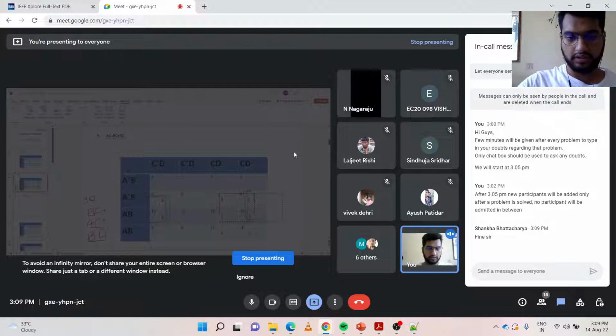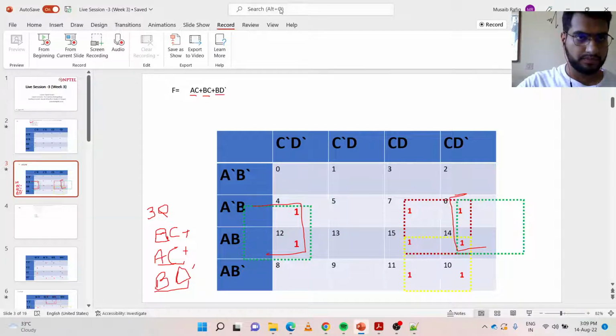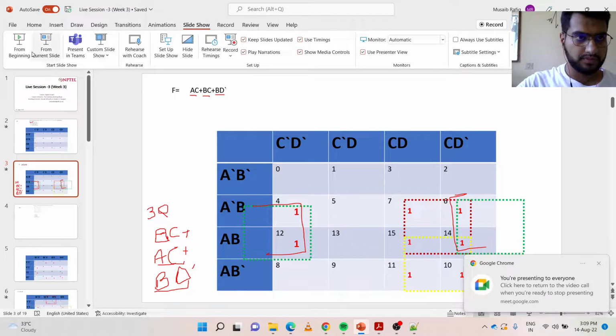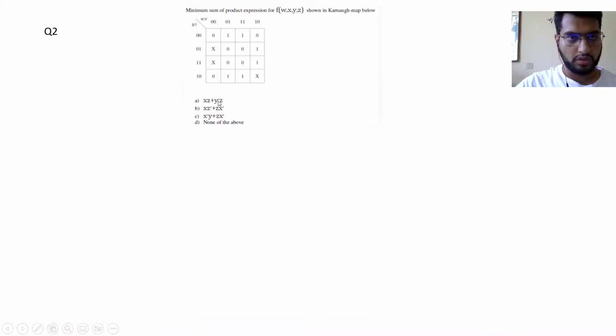I think there are not any doubts regarding this question. I think we can proceed with the second question, that is problem 2. So now we have problem 2. What this problem says is: minimum sum of product expression for f of w x y z shown in the Karnaugh map below is.